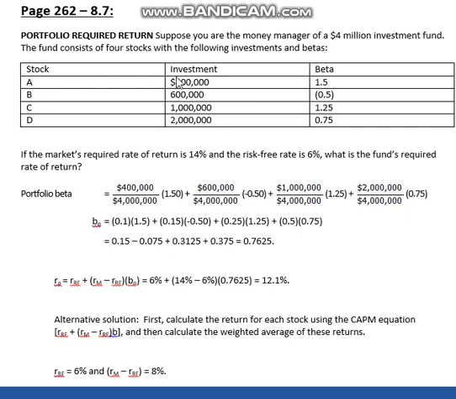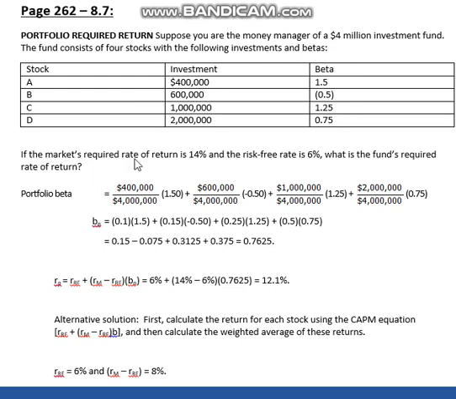For stock A, the investment is $400,000 and beta 1.5. For stock B, investment $6,000 with a beta of minus 0.5. For stock C, investment $1 million with a beta of 1.25. And finally, for stock D, investment $2 million and a beta of 0.75.